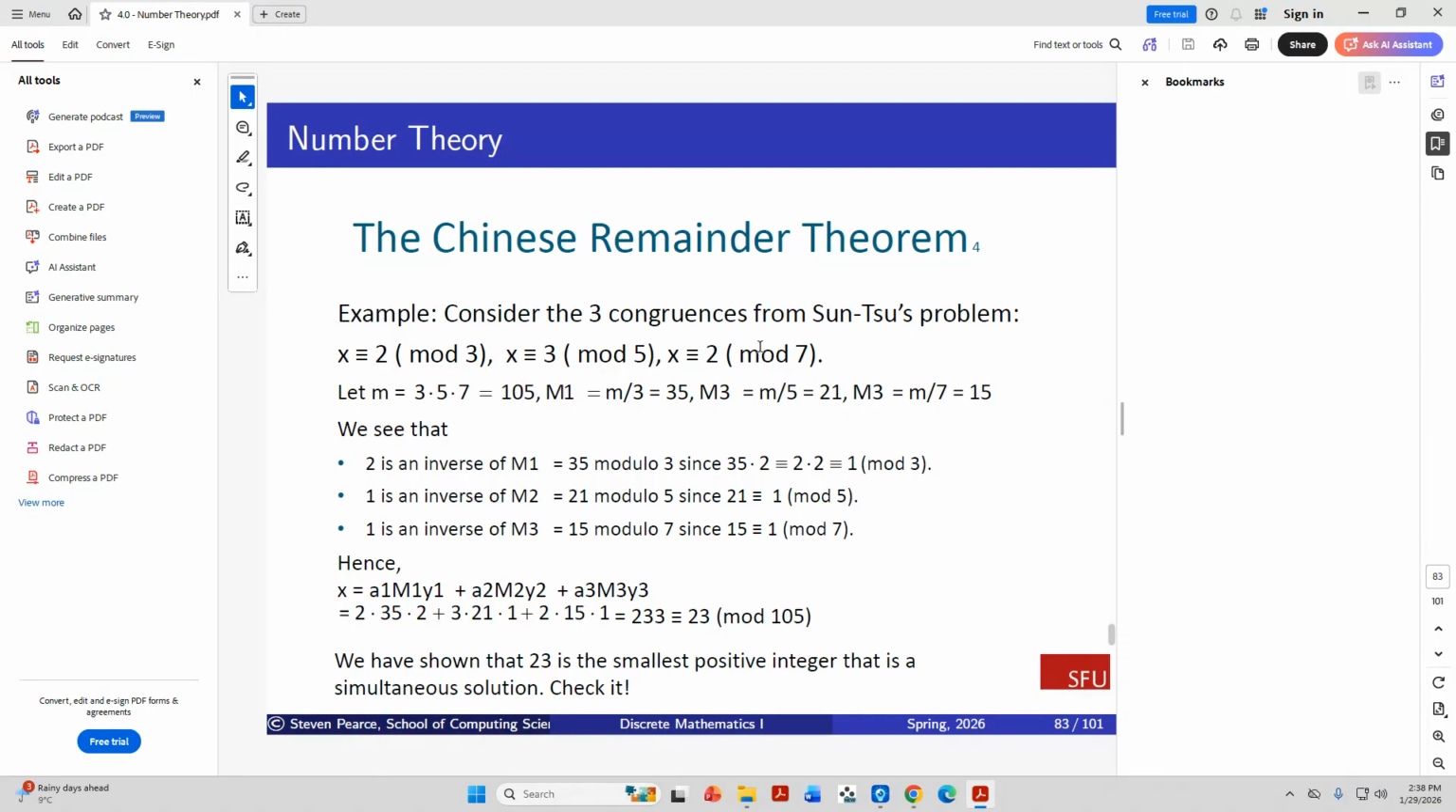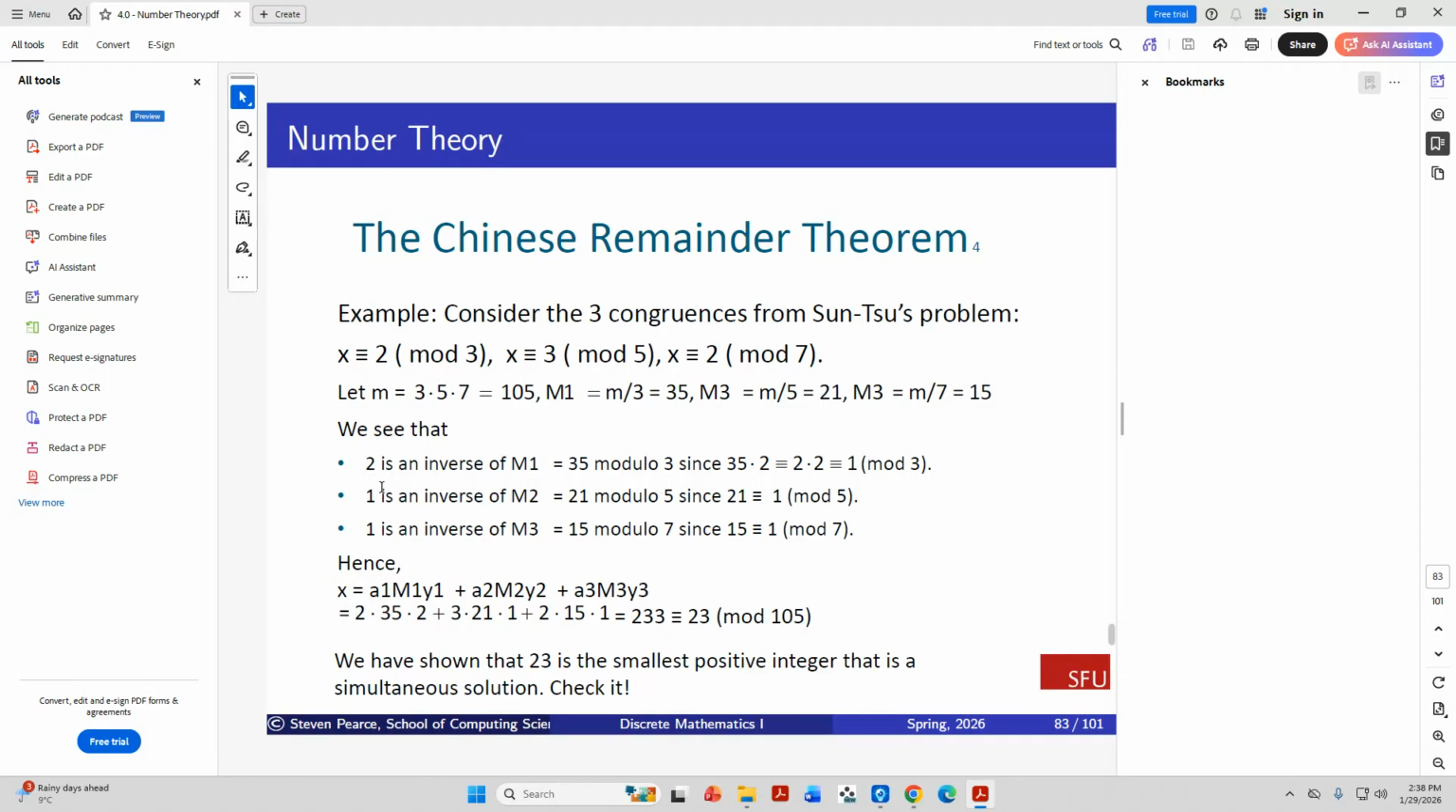So consider the 3 congruences from Sun Tzu's problem, which we looked at when we first started. x is congruent to 2 mod 3, x is congruent to 3 mod 5, and x is congruent to 2 mod 7. Let m, little m, like according to the algorithm, be 3 times 5 times 7, which equals 105. Let big M1 be m over 3, which is 35. Big M2 equals m over 5, which is 21, and big M3 equals m over 7, which is 15.